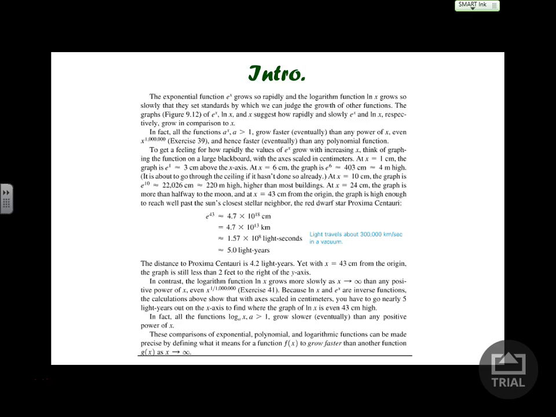Right now they're reading the intro to the section because I thought it was interesting. Interesting intro. Intro that's interesting.